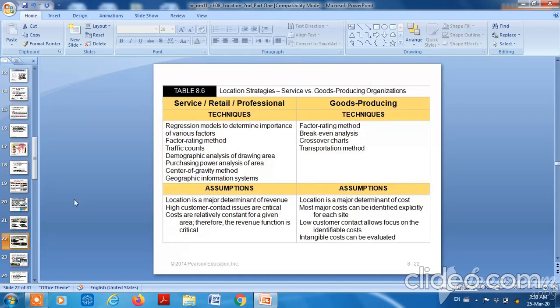And there are techniques that can be used to choose the optimal location in the service industries and in the goods or manufacturing industries. For service, we can use regression models to determine importance of various factors, factor rating method, traffic counts, demographic analysis of drawing area, purchasing power analysis of the area, center of gravity method, geographic information systems GIS. For the goods industries, we can use the factor rating method, break-even analysis, crossover charts, transportation method.